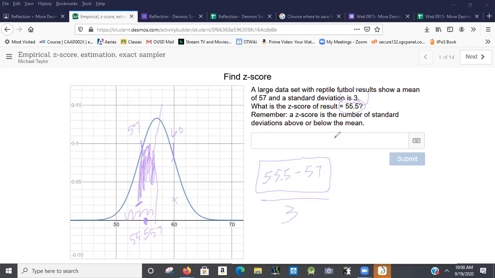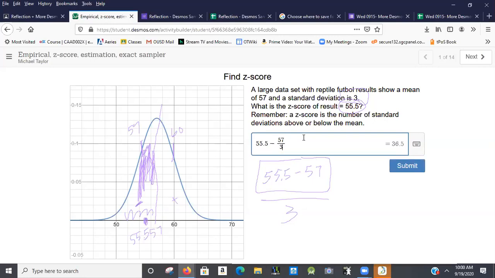So when I do that, now, let me show you a trick that sometimes will work and sometimes won't. 55.5 minus 57 is negative 1.5. Now, if I try to divide here, it's not going to work because it's going to divide the 57 by 3. So I need to do one of 2 things. I need to back up and say negative 1.5 divided by 3, which gives me the answer, negative 0.5. Or if I knew I was going to do that to start with, I could do 55.5 minus 57, all divided by 3. Negative 0.5, which makes sense to me.